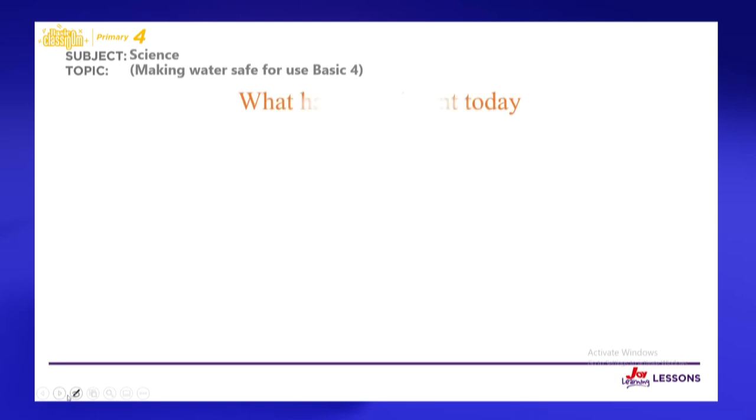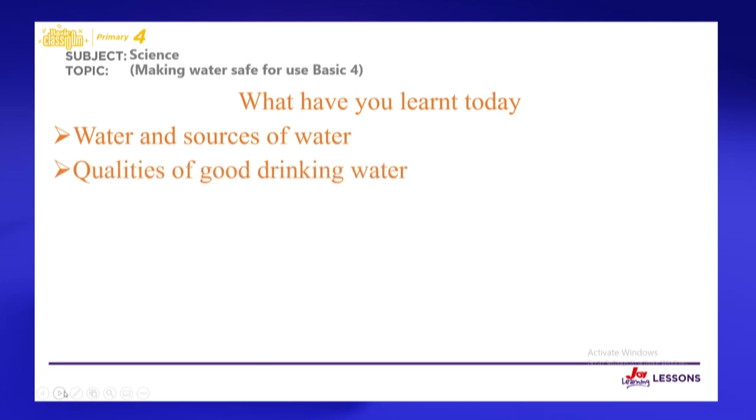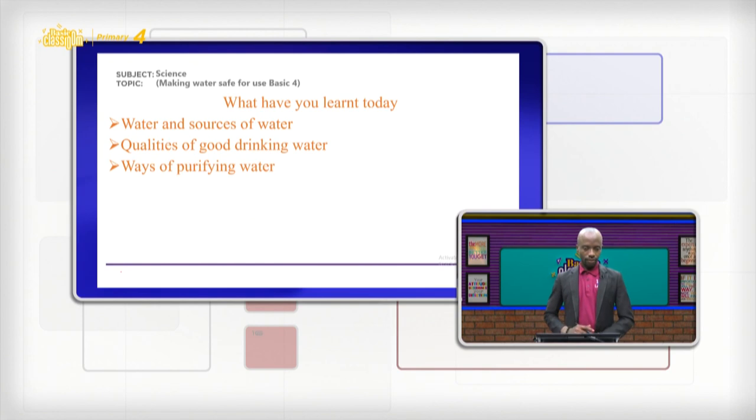Good. Now, what have we learned today? We talked about sources of water. But before then, we made mention of water. We said water consists of what? Two elements. And these elements are what? Hydrogen and oxygen. Hydrogen gas and oxygen gas come together to form a liquid substance known as what? Water.